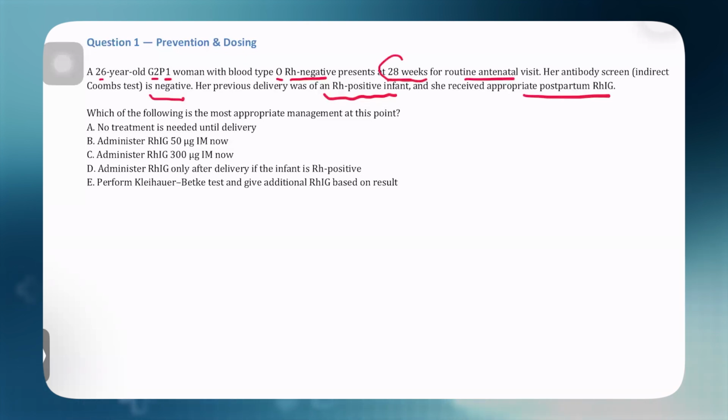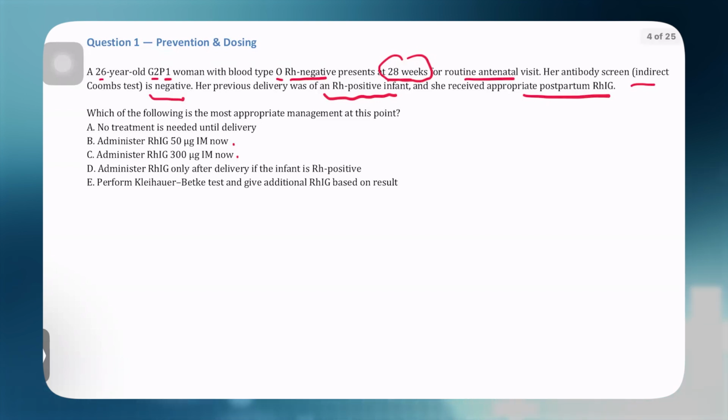She is 28 weeks. They did an indirect Coombs test which detects the presence of antibodies in the mother. So it is negative. No treatment is needed until delivery. Administer 50 microgram intramuscular now. Administer 300 microgram intramuscular now. Administer RHIG only after the delivery if infant is RH positive. Perform the Kleihauer-Betke test and give additional dose of RHIG based on the result.